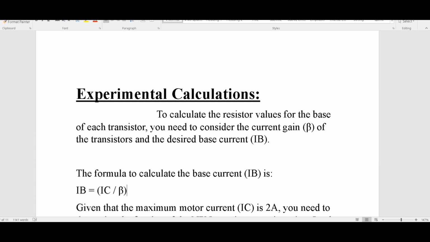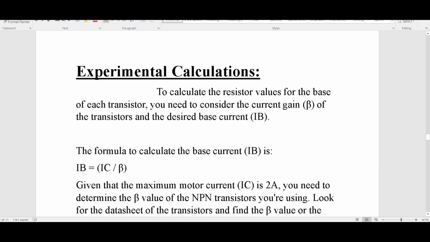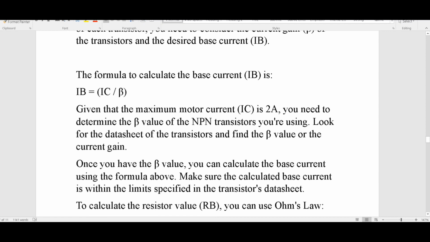So what we need is IB. Now, what is IB? IB is IC over beta. IB means the base current equals the collector current divided by beta. Given that the maximum motor current IC is 2 amperes, which is the requirement of our project, you need to determine the beta value of the NPN transistor. Look for the data sheet of the transistor and find the beta value. The data sheet is very important.